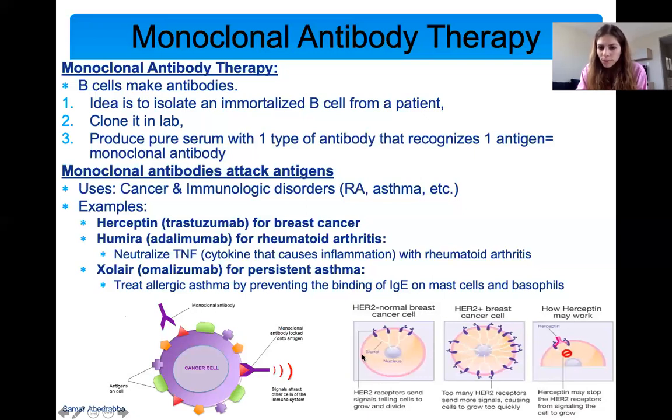And then here, if we look, Herceptin is used for breast cancer and it's a monoclonal antibody. So HER2 receptors send signals telling cells to grow and divide. When you give the medication, it stops the receptors from telling the cell to keep dividing and dividing. So it's more complicated than that, but what I want you guys to get from this is with monoclonal antibody therapy, we're taking B cells and we're trying to get them to make us one type of antibody in lab and then producing a lot of that antibody and using that in medication to target different types of infections.